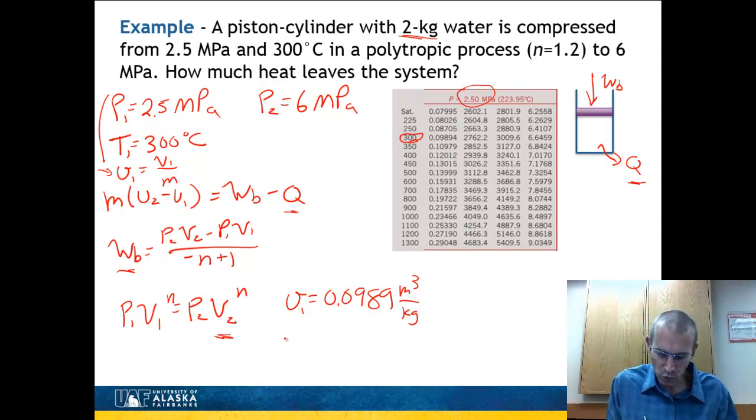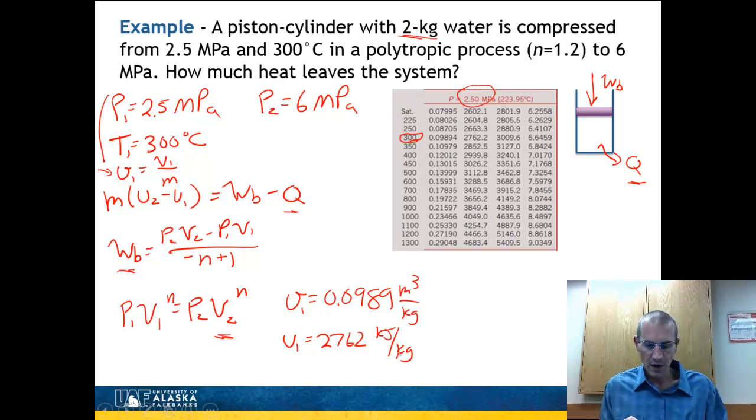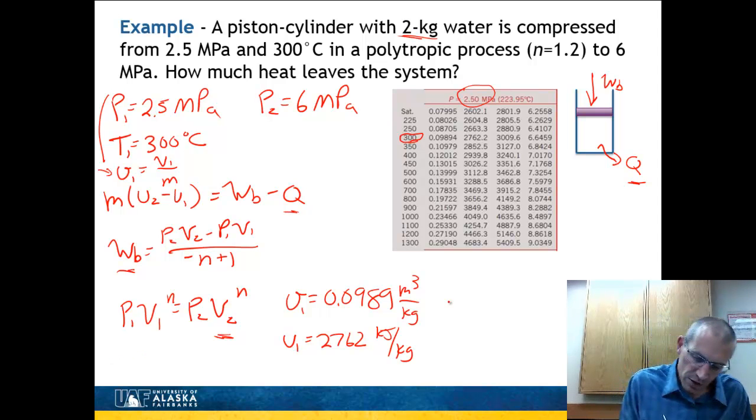I'm also going to need U1 for that energy balance. I'm going to the next line over. That's 2762 kilojoules per kilogram. So there I've got my V1. Now I'm going to solve for V2 using this polytropic relation. What I'm actually going to do is P1 V1 to the 1.2 equals P2 V2 to the 1.2.